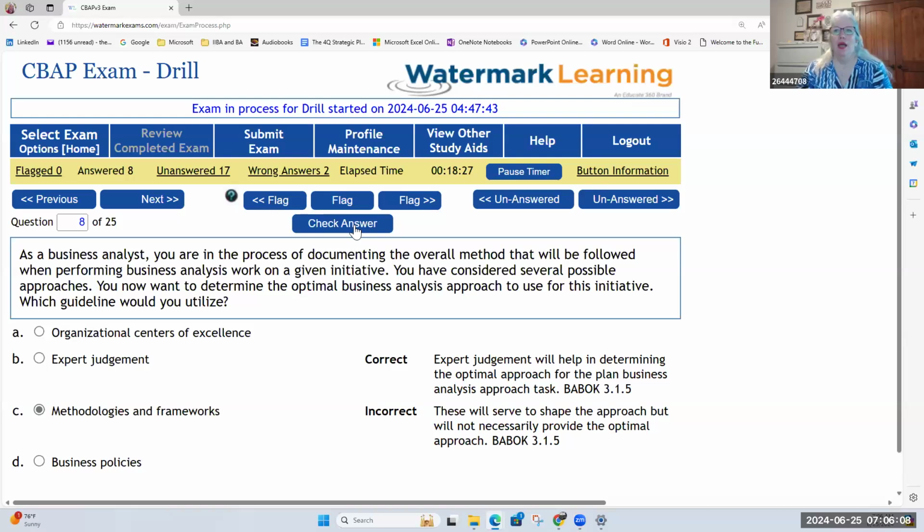Let's check this answer. Expert judgment will help in determining the optimal approach in your plan business analysis approach task. So this is the task, which is the first task in chapter 3. You see it's chapter and then task number, and then this is the section within that task. Methodology is a framework. They will serve to shape the approach, but will not necessarily provide the optimal approach. Guys, whenever we make mistakes, this is our opportunity to learn. It's not something like, oh no, I can't do this. It's, oh, now we're better equipped. And this is the place where we want to make the mistakes if we're going to make them. We want to learn now so that when we're taking the test, we're not making the same mistakes. So let's keep going.